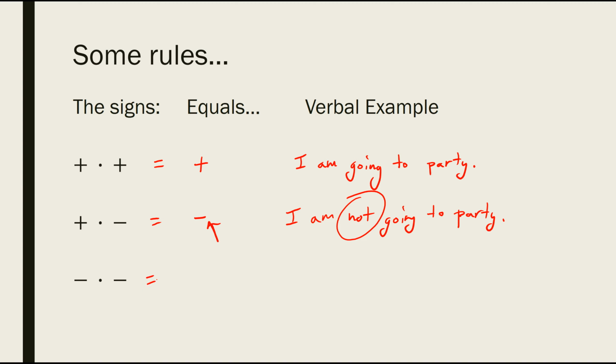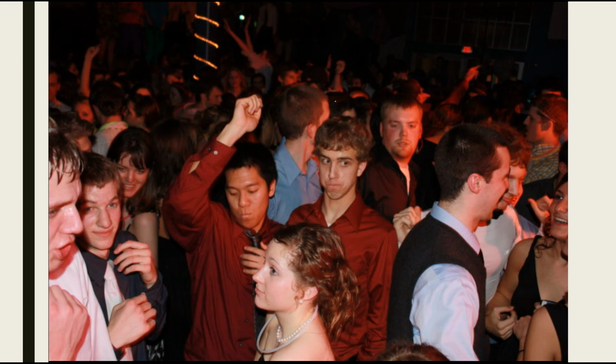But let's say you have a double negative. In English, a double negative means a positive. And that's what it means in math too. If you have a negative times a negative, it is a positive. The verbal example, I am not not going to party. See how there's a double negative there? If you are not not going to party, doesn't that mean you're actually going to party? I think it does. So a double negative means that, in fact, you have a positive.